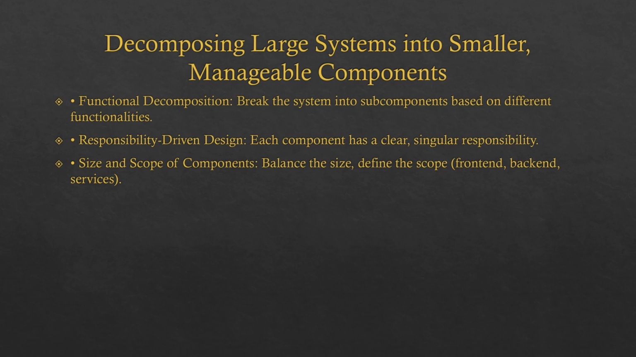When breaking down a large system, functional decomposition is a great starting point. We break the system into subcomponents based on their functionality. This makes the system easier to understand and work on. Next, we follow responsibility-driven design, where each component is given a clear, singular responsibility. By doing this, we keep our components focused and manageable.